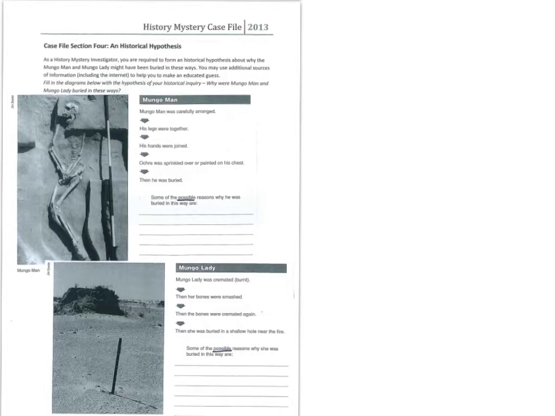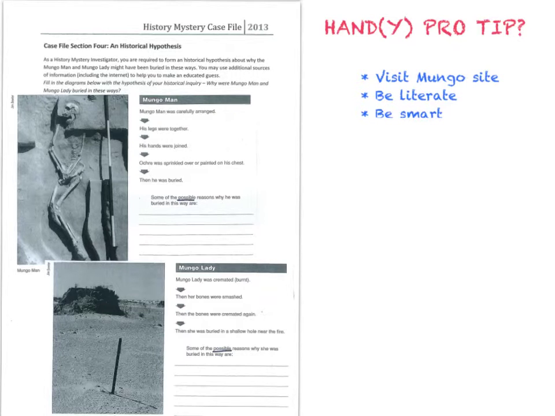So, the handy pro tip for case section 4? It's quite simple, really. Firstly, visit the Lake Mungo site, www.visitmungo.com.au. Make sure you check out all of the reasons why Mungo Man might have been carefully arranged in the way that he was. Secondly, be literate. Make sure you're writing in full sentences with the sentence starter that's already written for you here. Some of the possible reasons why he was buried in this way are, and then write from there.